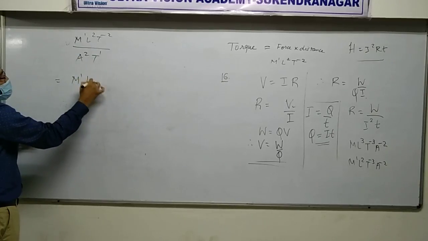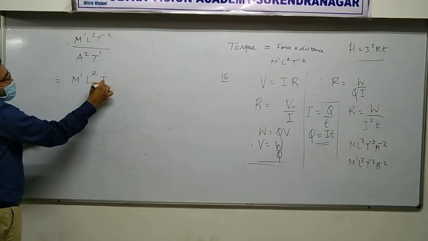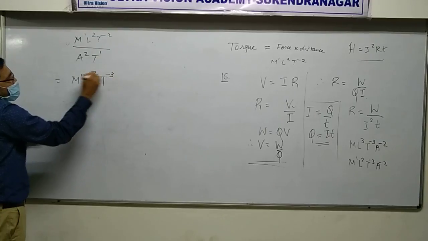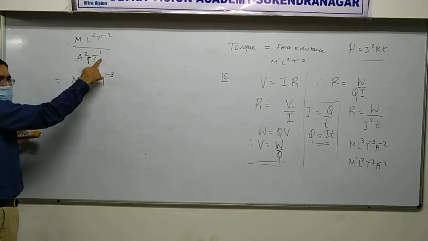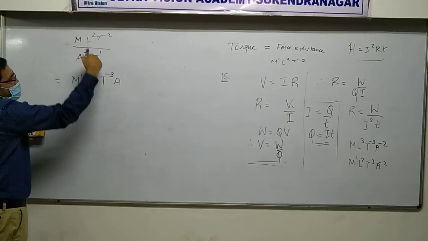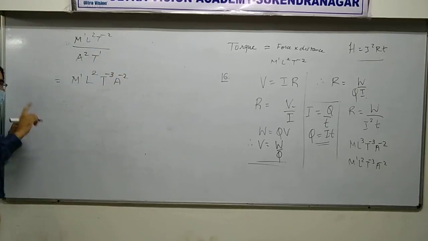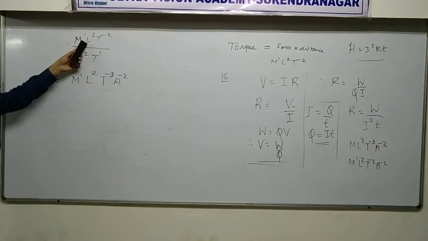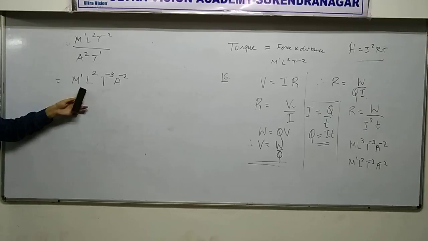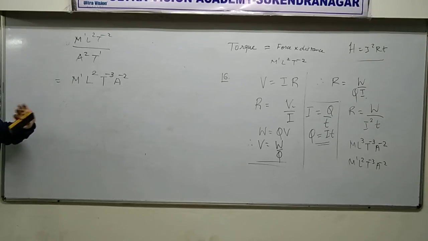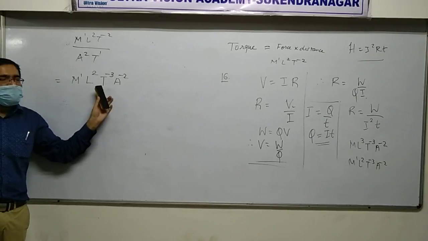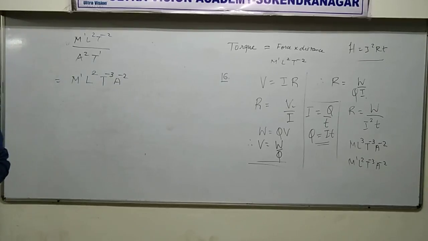Well, here. M raised to 1, L raised to 2. Now T raised to minus 2, minus 1, that is minus 3. And A raised to 1 upon A square means A raised to minus 2. Yes or no? Okay. Clear? Billy, you got an extra L from somewhere. Isn't it? Right? Fine. So the answer will be which option? B. Okay.